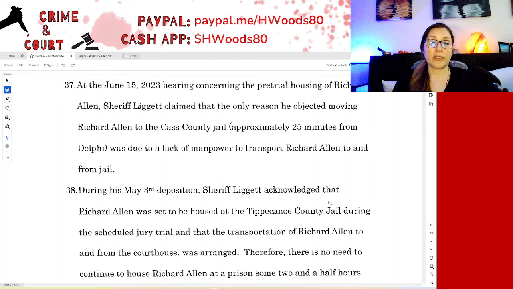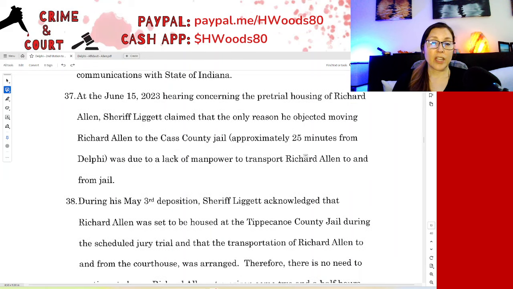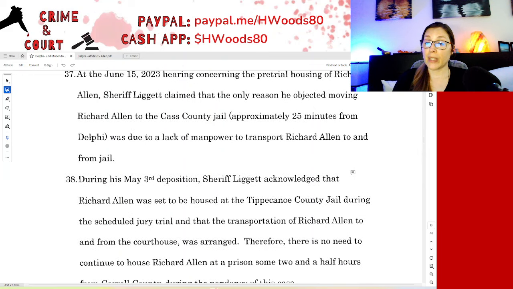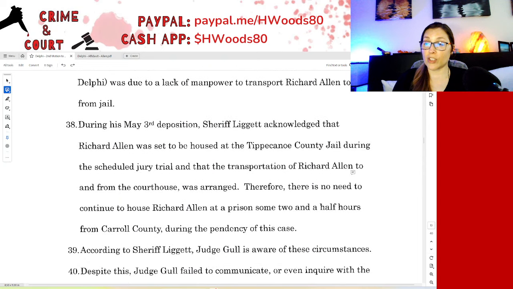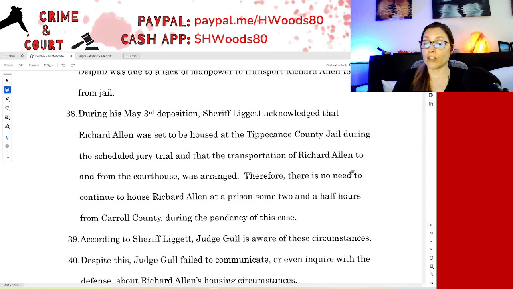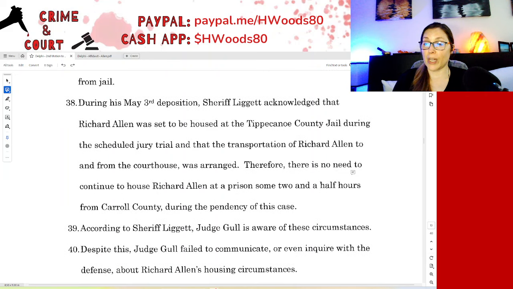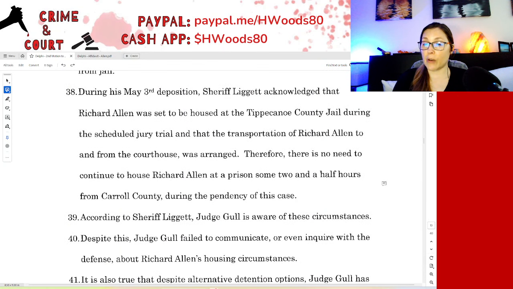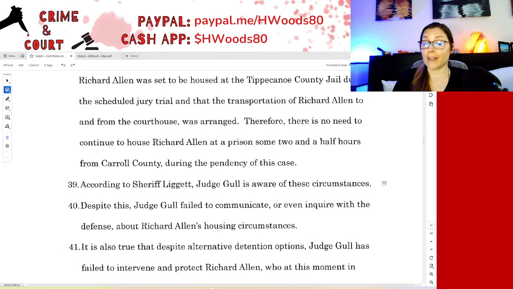At the June 15th hearing concerning the pretrial housing of Richard Allen, Sheriff Liggett claimed that the only reason he objected to moving Richard Allen to the Cass County Jail, approximately 25 minutes from Delphi, was due to the lack of manpower to transport Richard Allen to and from jail. 38. During his May 3rd deposition, Sheriff Liggett acknowledged that Richard Allen was set to be housed at the Tippecanoe County Jail during the scheduled jury trial and that the transportation of Richard Allen to and from the courthouse was arranged. Therefore, there is no need to continue to house Richard Allen at a prison some 2.5 hours from Carroll County during the pendency of this case.